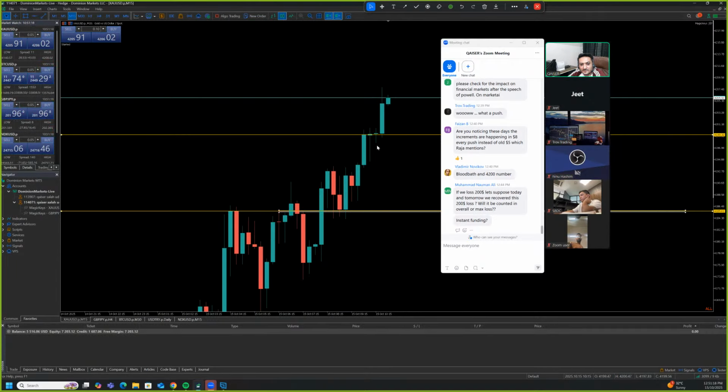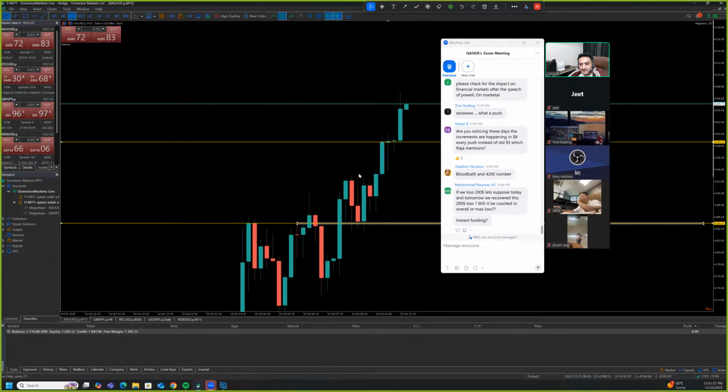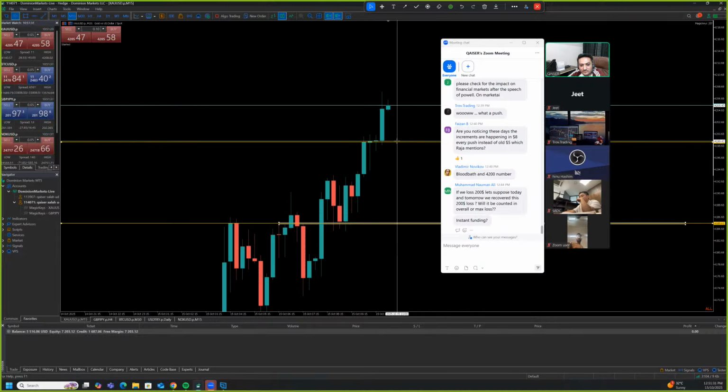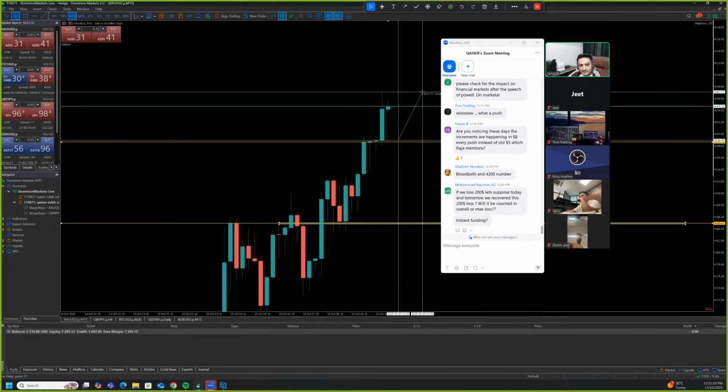So what is this? Oh, it's just a stop. It will be great if price comes down, creates some support, and gives me some kind of confirmation candle. Then there's a very high probability it's going to retest the high.